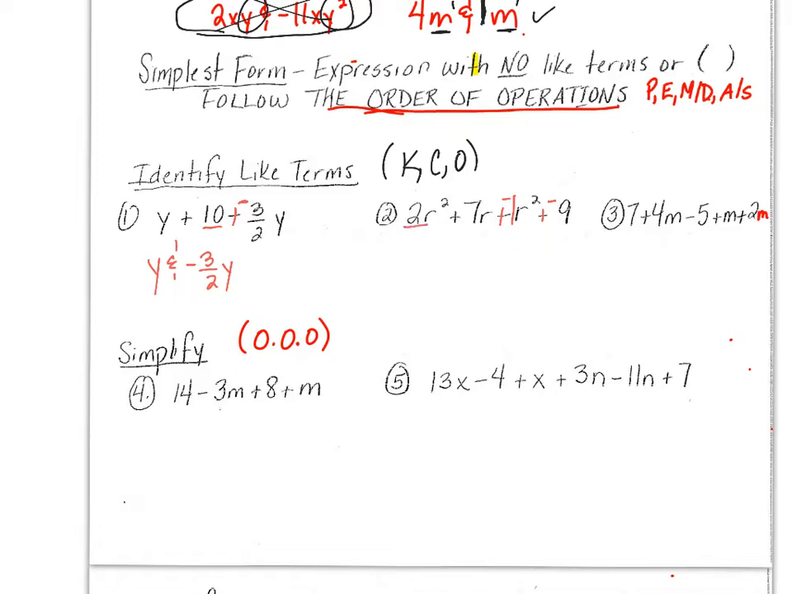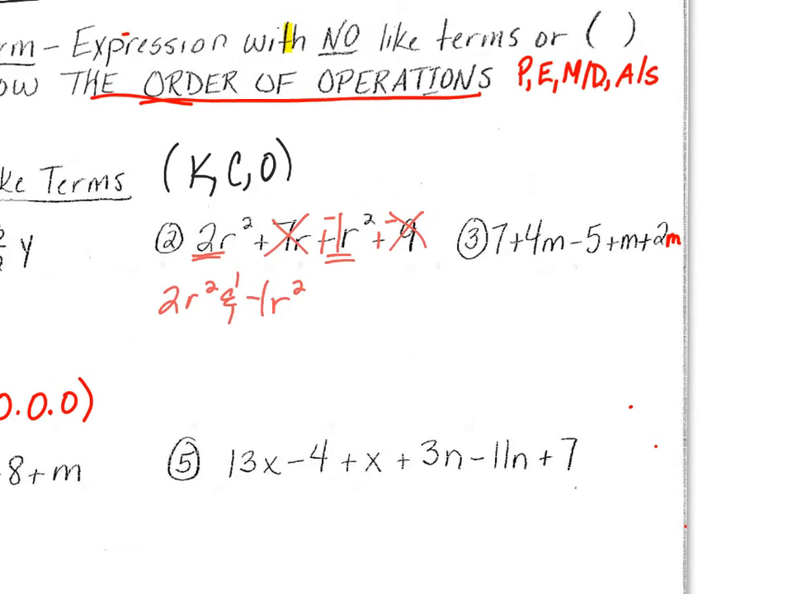Okay, here's a 2r squared. That's a like term with this one. So 2r squared and -1r squared are like terms. 7r is not a like term because it doesn't have a square, and -9 is a constant, so it doesn't have a like term.